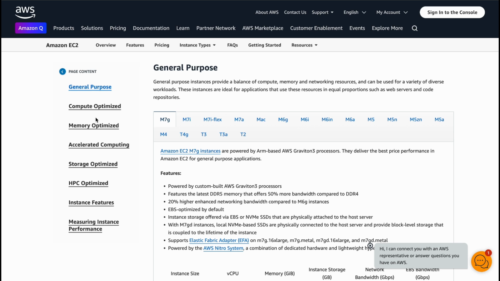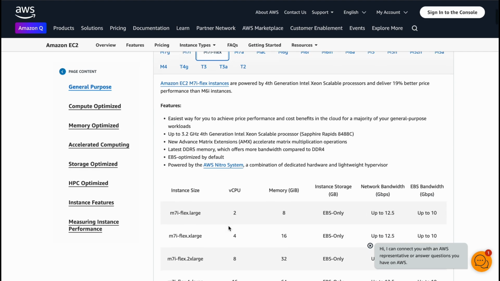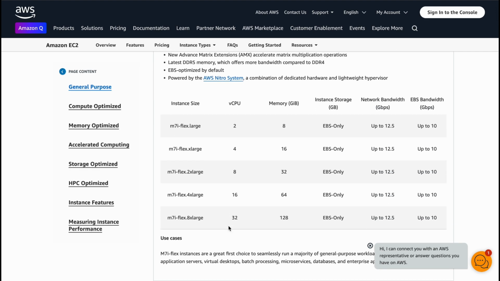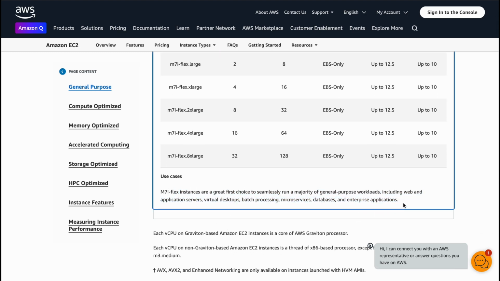So if you want to learn in depth, you can go to this specific website and click on the instance type. You will get how many gigahertz it contains, how much memory it provides, how many CPUs, what the instance storage is, what the network bandwidth is, and what the EBS bandwidth is. EBS is basically Elastic Block Storage, which we are going to see in the forthcoming videos. You can even see the use cases which are already present over here.